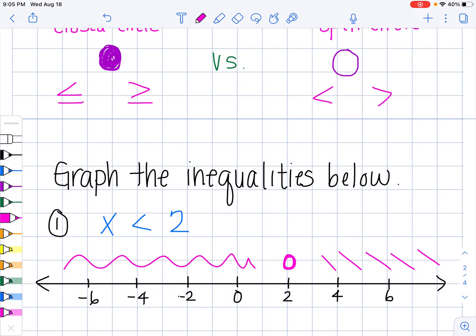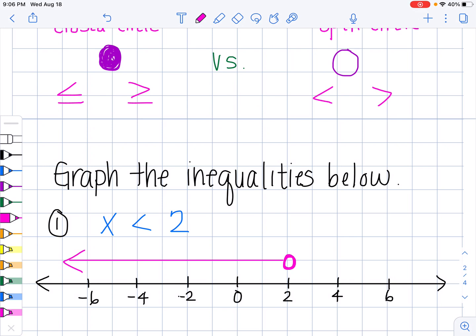So which numbers are less than 2? Less than means smaller. What side of my numbers is smaller than 2? The left-hand side over here. So when I draw my line, I draw a line and put an arrow on it. Said that backwards. Now you can also think about it this way.